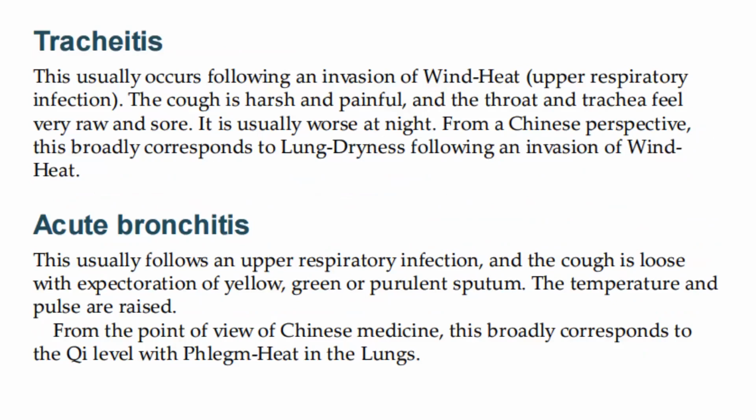Acute bronchitis usually follows an upper respiratory infection, and the cough is loose with expectoration of yellow, green, or purulent sputum. Temperature and pulse are raised. From the point of view of Chinese medicine, this broadly corresponds to the Qi level with phlegm heat in the lungs.